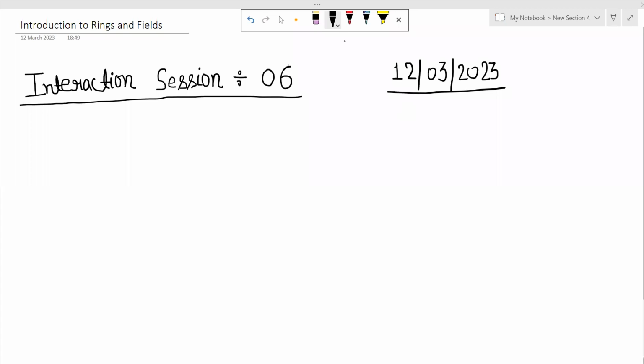So let me ask you, is this interaction session helping you or not? Are you getting something from here or not? Yes, it's helping us. It's very much helping us. Okay, so let's start. Because the number of participants has decreased exponentially, that's what I am thinking. Because the time is Sunday, that too 7 to 9. Okay, that may be the reason.